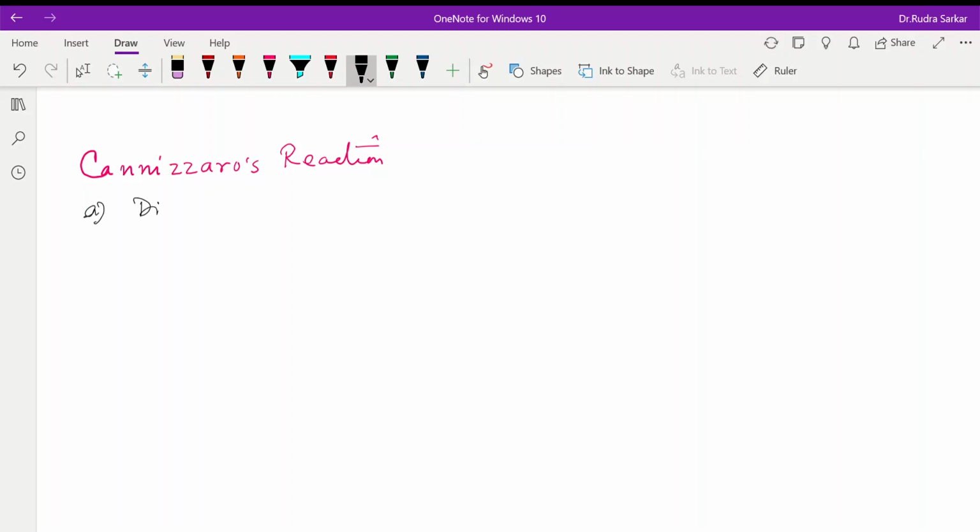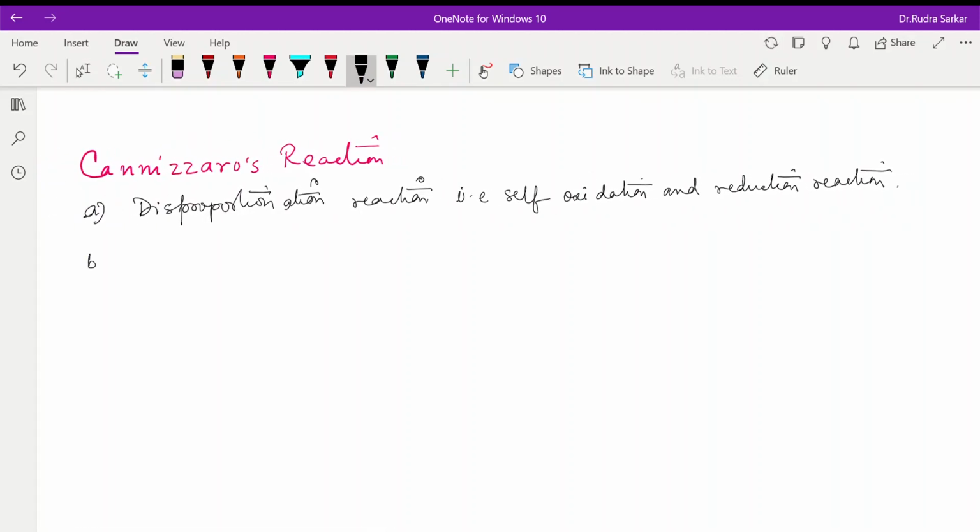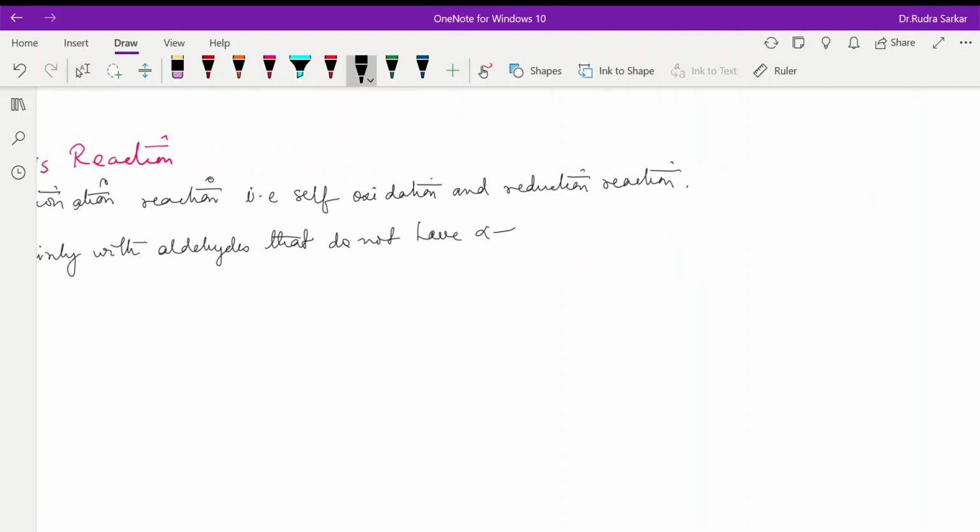This is a disproportionation reaction, also called self-oxidation and reduction reaction, which occurs mainly with aldehydes that do not have an alpha CH hydrogen atom.